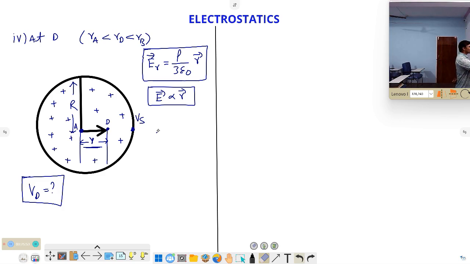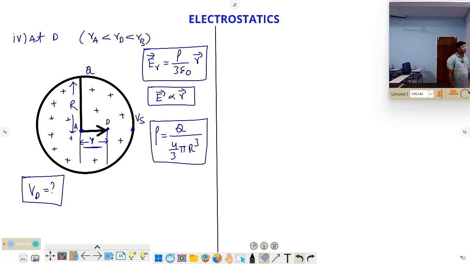What is rho here? Rho is called charge density. In this case, the total sphere has charge Q. It is a solid one, so the charges are distributed throughout the sphere volume-wise. So there is a volume charge density here. The volume charge density is equal to total charge divided by the volume, that is 4 by 3 pi R cubed, which is the formula for this. Now you know the relation between potential and electric field. Using that I can find the potential at D point. So what is the relation between electric field and potential?